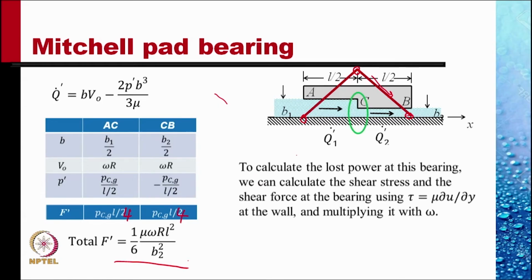To calculate the lost power by this bearing, we can calculate the shear stress and the shear force at the bearing using tau is equal to mu times du by dy at the wall. And once we know the shear force, we can find out the torque by multiplying it with R, and then the power by multiplying it with omega. So after finding out the shear stress, we find out the shear force, then the torque, and then the power.